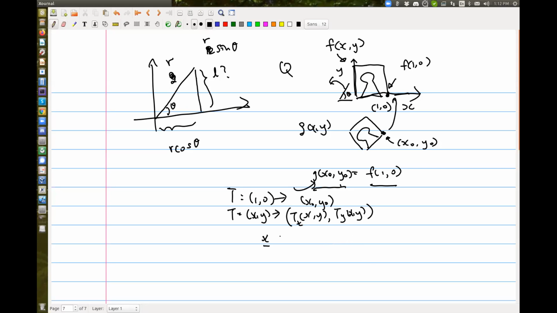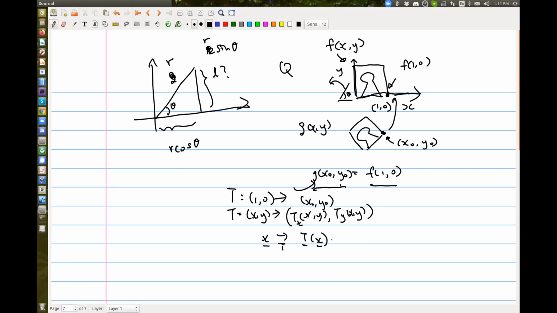Let's say x is mapped to T(x) here. This is also a vector, in the sense that I have two coordinates here. Originally you have two coordinates, and you map with this transform T to also two coordinates.